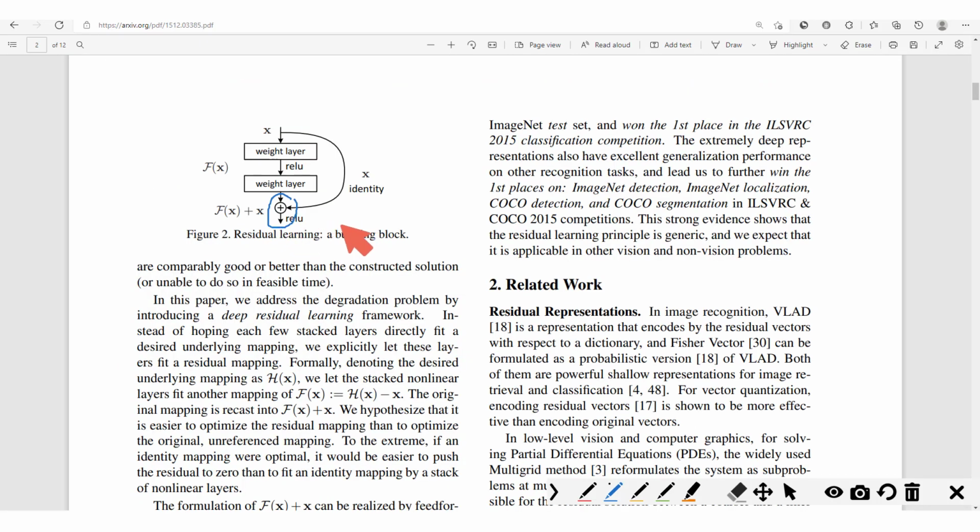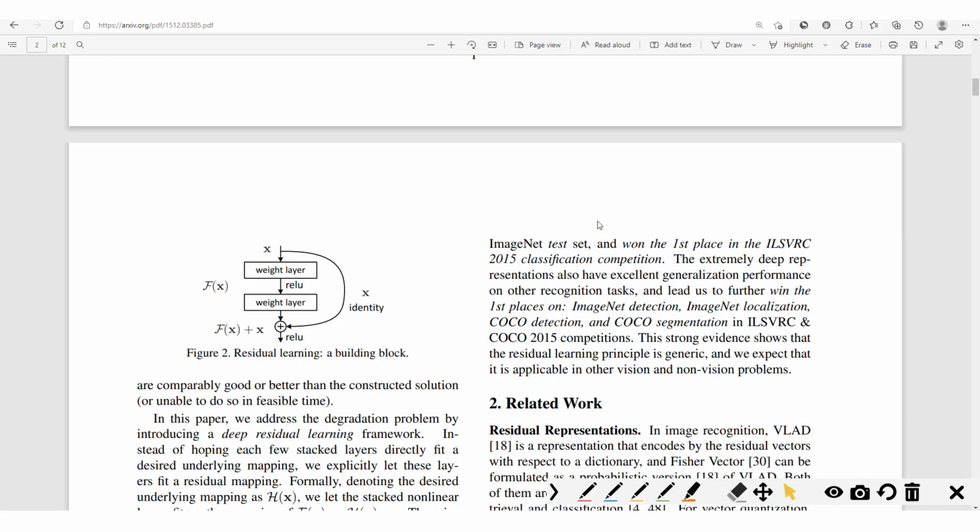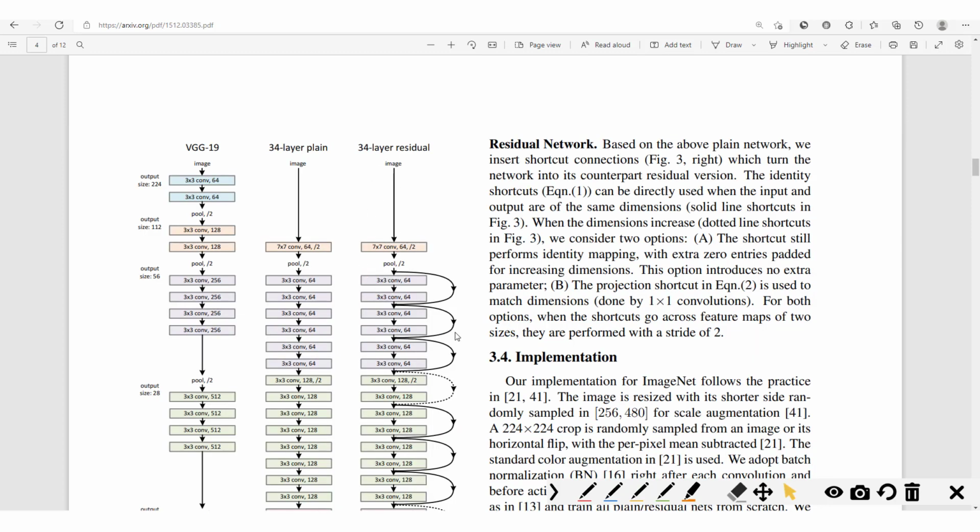It should also be noted that this addition we have here is an element-wise addition. And so we have to ensure that the dimensions of this input match the dimensions of the output we have here for this operation to be valid. Now in the cases where these two aren't equal, then we need to do some modifications in this skip connection right here.